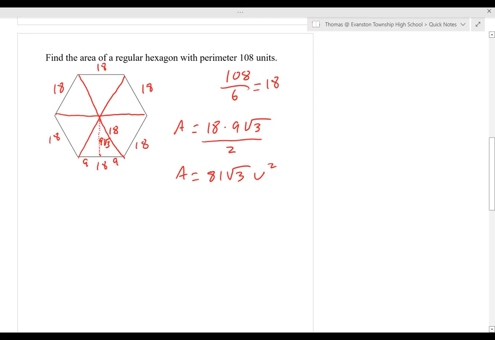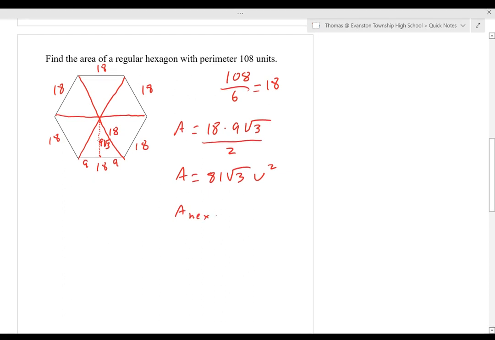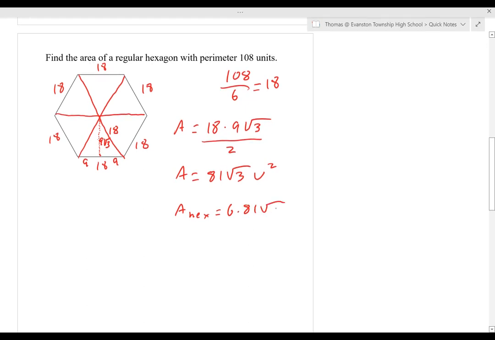And that's just for one of the equilateral triangles. So now what I can do is multiply that times 6. So the total area of the hexagon is going to be 6 times 81 square root of 3 units squared, which equals 486 square root of 3 units squared.